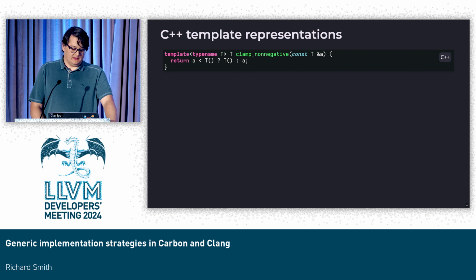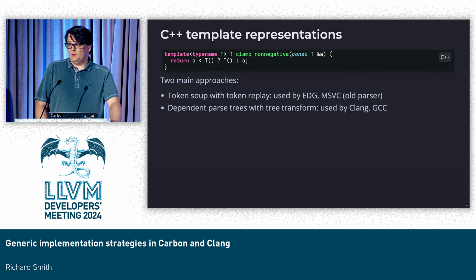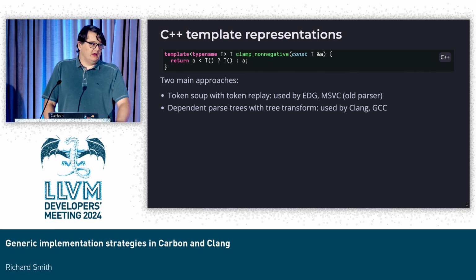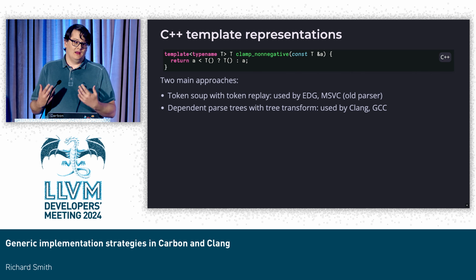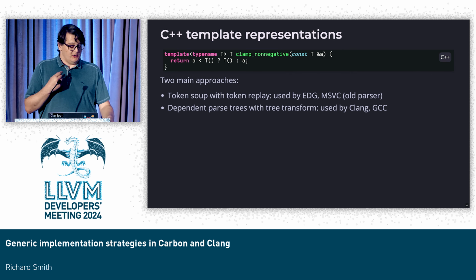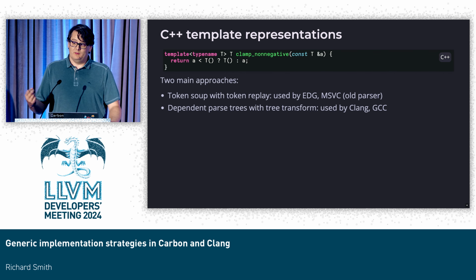Okay, so with that background, how are C++ templates implemented today? How are they represented by current C++ compilers? There are basically two ways. One of them is the token soup method, where essentially what you do is you collect the sequence of tokens in the body of the template. And then when you come to instantiation, you replay that sequence of tokens with the knowledge of what the template parameter means. And in doing so, you form the body.